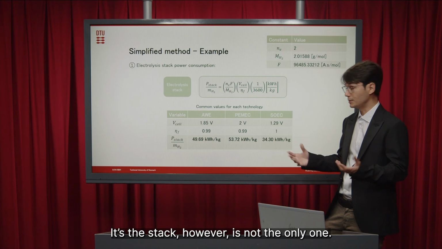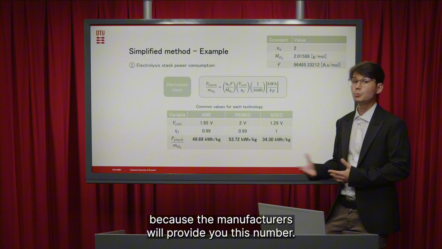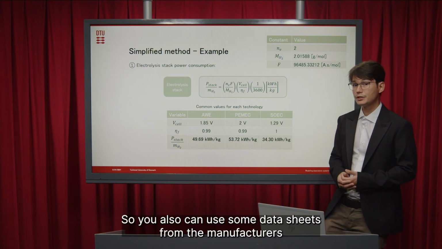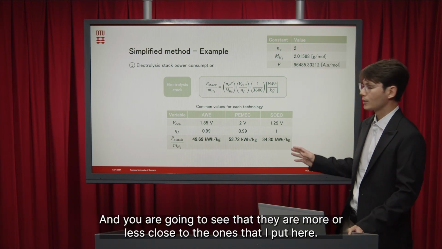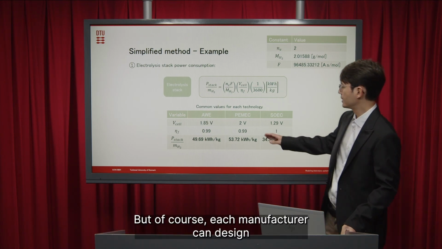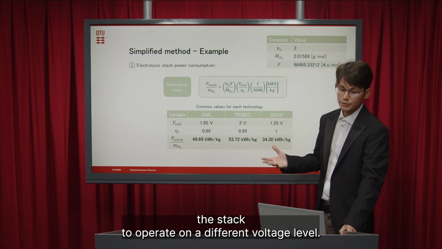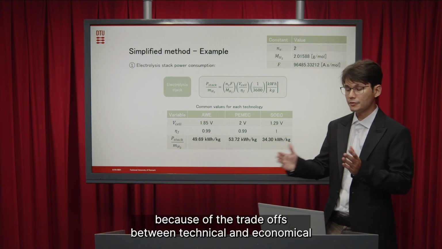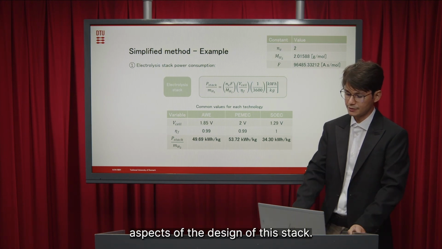However, it's not the only one. Also, most of the time the manufacturers will provide you the voltage of the cell, so you can use data sheets from the manufacturers to come up with this number, and you're going to see that they are more or less close to the ones I put here. But of course, each manufacturer can design the stack to operate at a different voltage level, and therefore have slightly different numbers, because of the trade-offs between technical and economic aspects of the stack design.